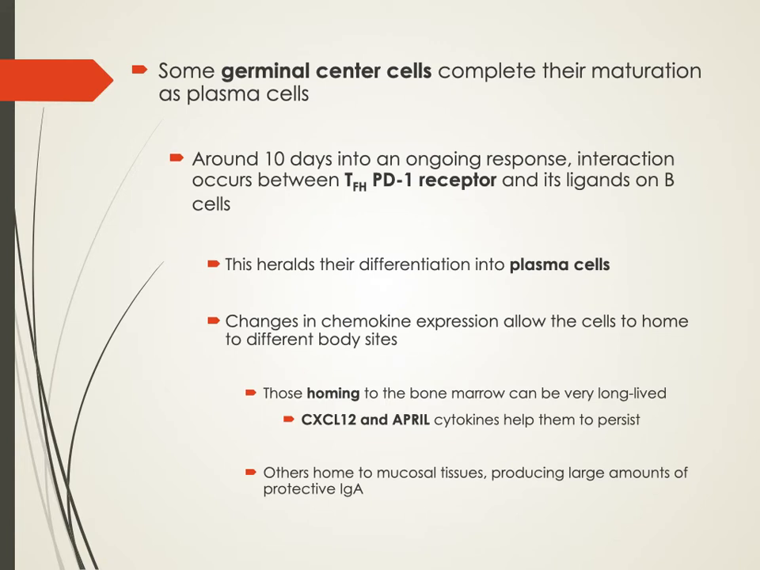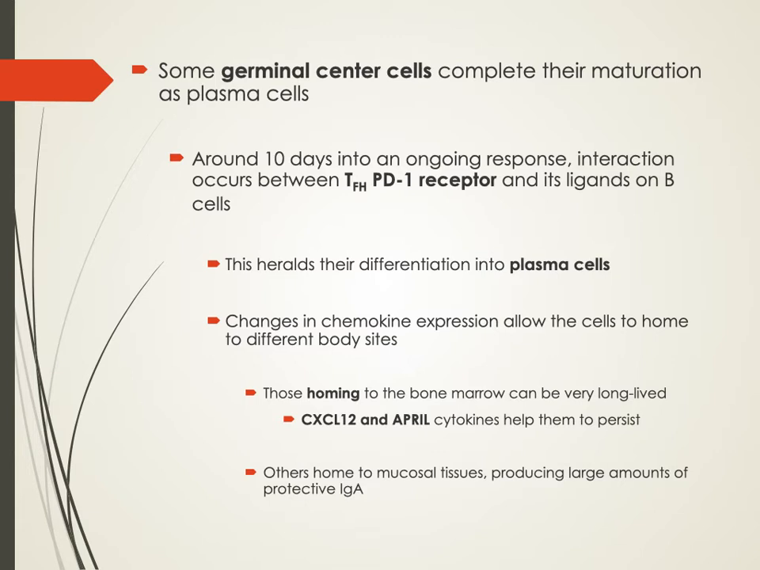So some of the germinal center cells are going to complete their maturation. They're going to mature as plasma cells. So around day 10, there's this ongoing response that occurs where we have interactions between T follicular cells, those T cells that help B cells through the PD-1 receptor and the ligands on the B cells. These interactions between the T follicular cells and the B cells in the germinal center will help them to differentiate into plasma cells.